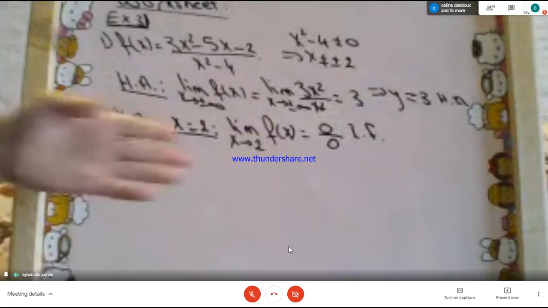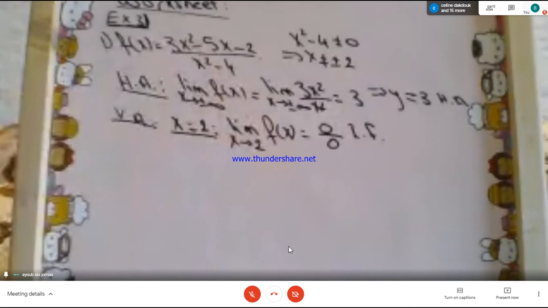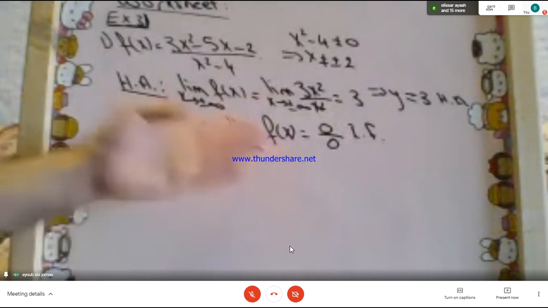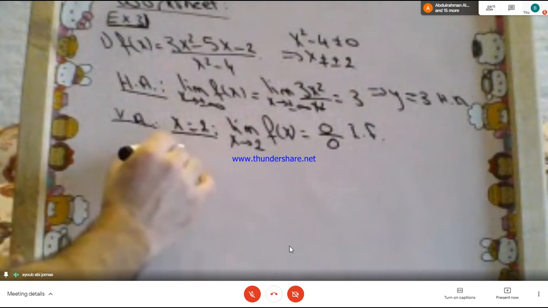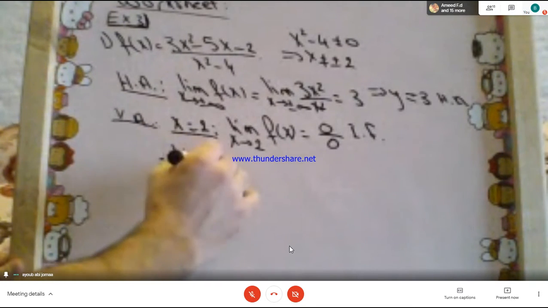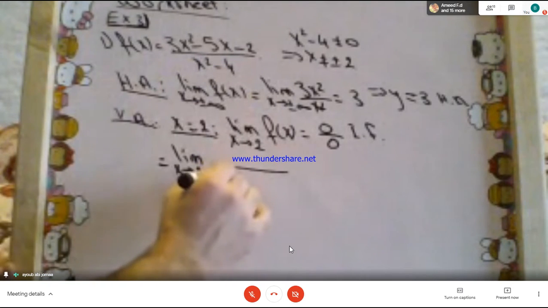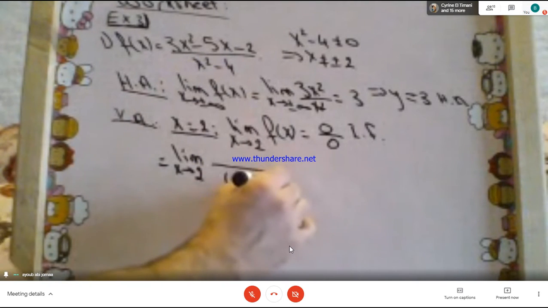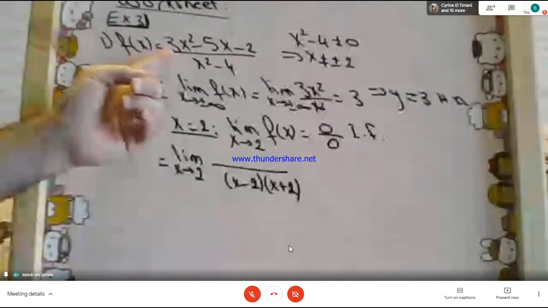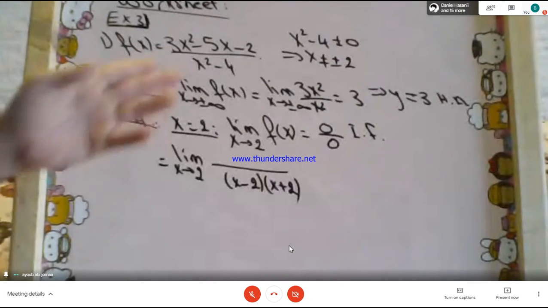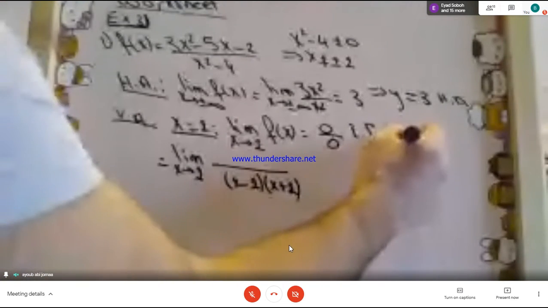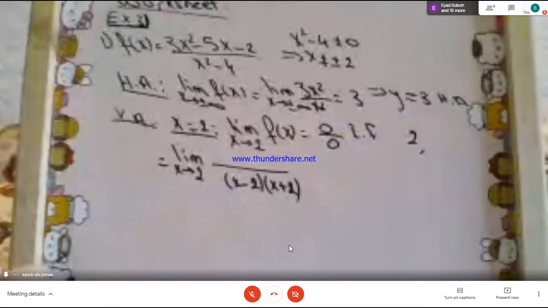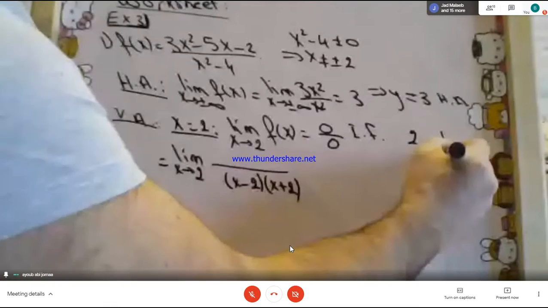So for an indeterminate form, back to the limits, how to find the limit. For the indeterminate form, you have a rational function. It means that you have to factorize. Here it is equal to the limit as x approaches 2. The denominator, it's very clear, x minus 2 times x plus 2. And the numerator is quadratic. Find the roots. Use the calculator. The first root is 2 and the second root is equal to negative 1 over 3.